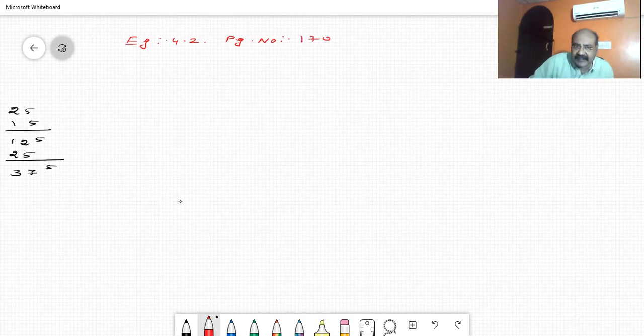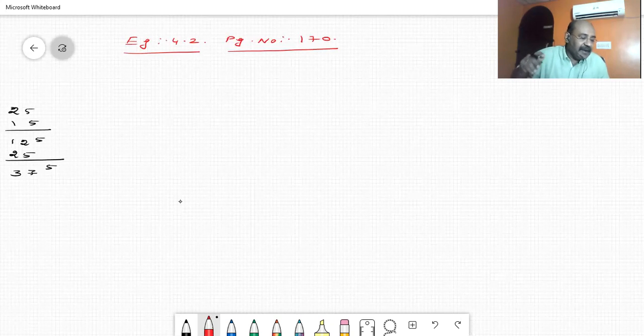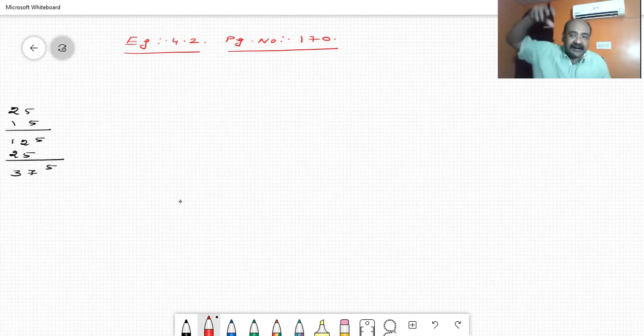Page number is considered to be 170. Come on, take to page number 170 and go with problem number 4.2. An object of mass 2 kilogram falls from a height of 5 meter to the ground. What is the work done by the gravitational force on the object? Neglect air resistance. Take g equal to 10 meter per second square.